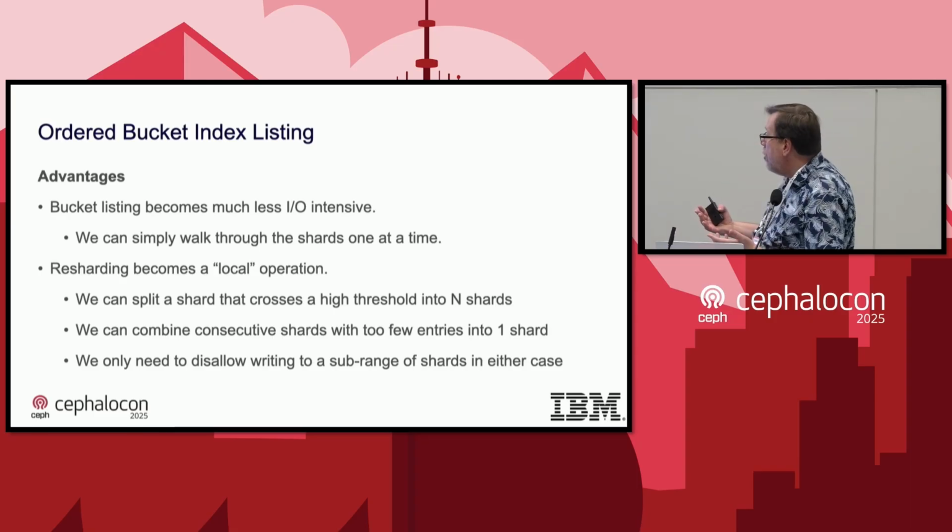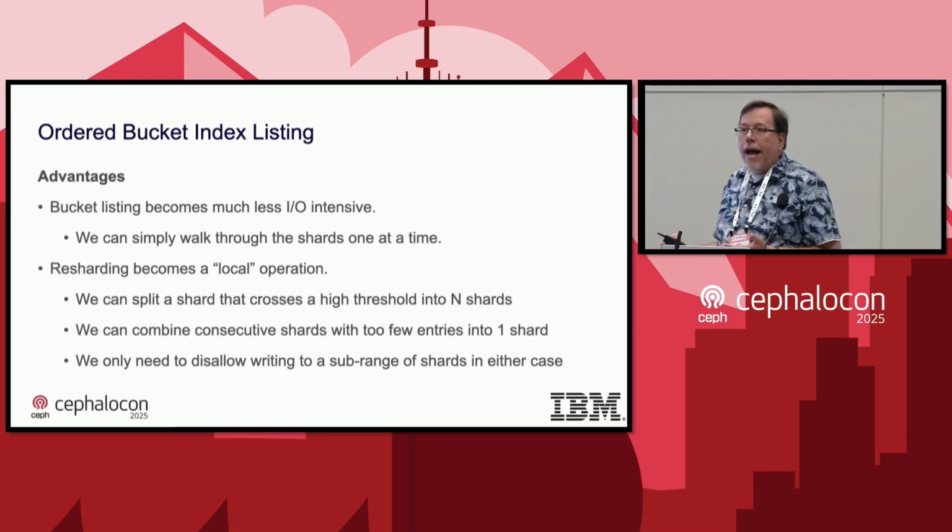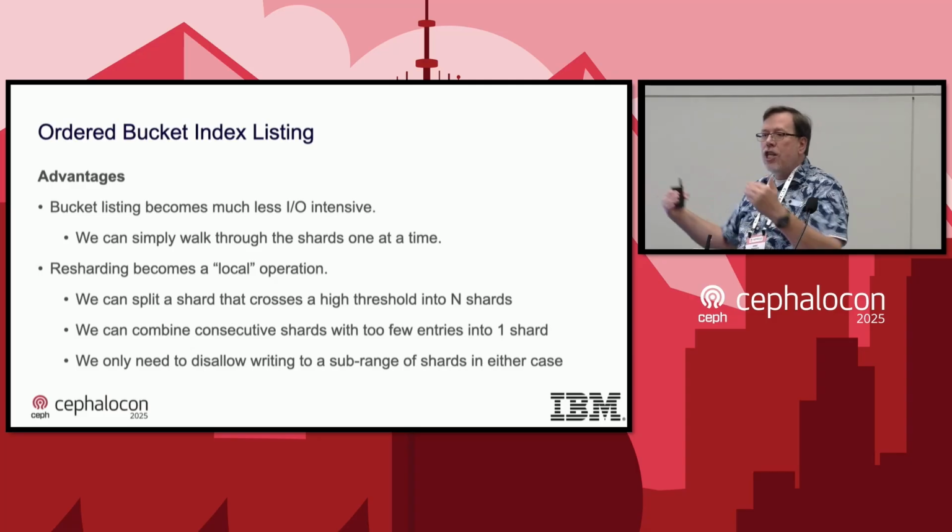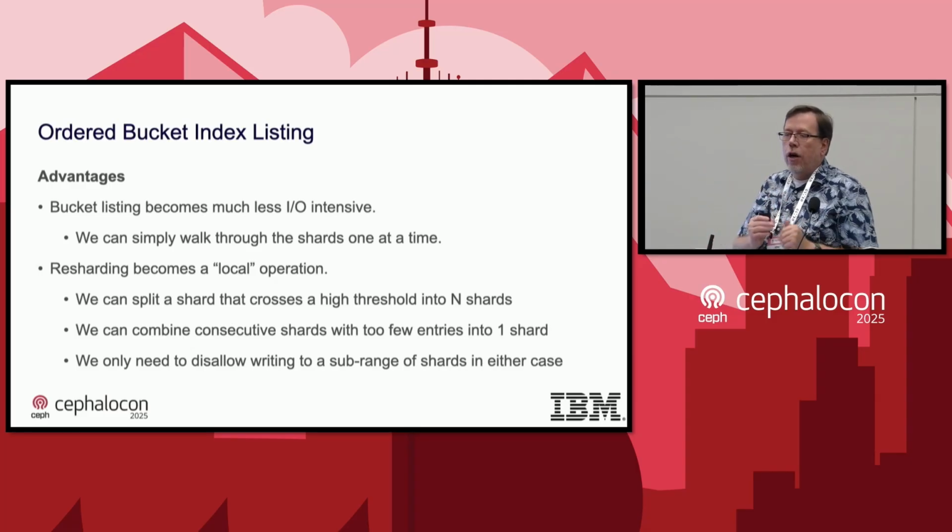So, what are the advantages here? Bucket listing becomes much less IO intensive because we're no longer retrieving batches from each shard. We're simply walking through the shards one by one.